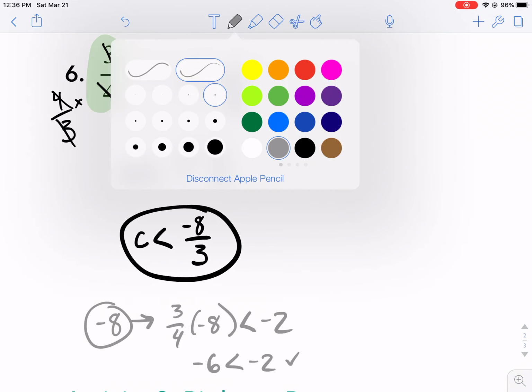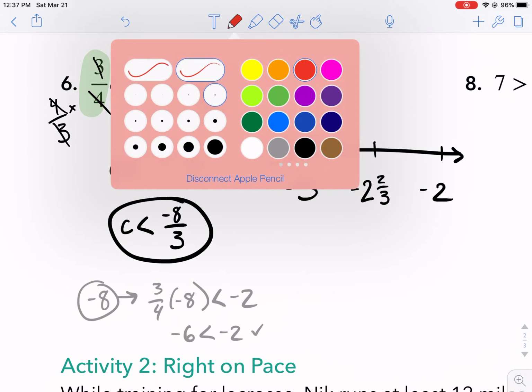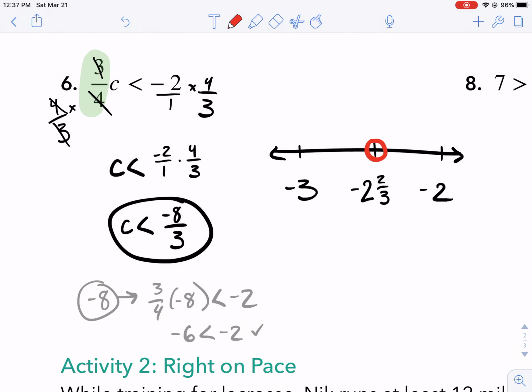So that works. Now we're going to graph our solution on a number line. So we'll put negative 8/3 here. Negative 8/3 is the same thing as negative 2 and 2/3. So we can graph with negative 3, negative 2. Now it's also an open circle because there's no less than or equal to. Now we already checked that negative 8 works, so we're going to take our number line, point it down to negative 8.